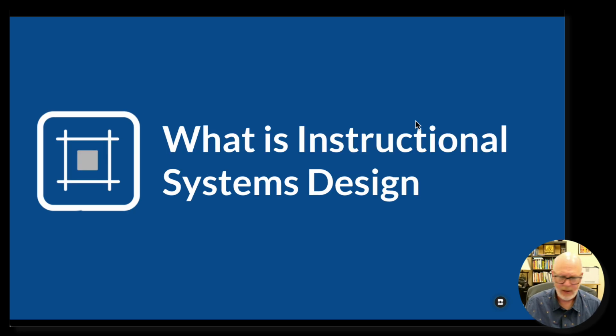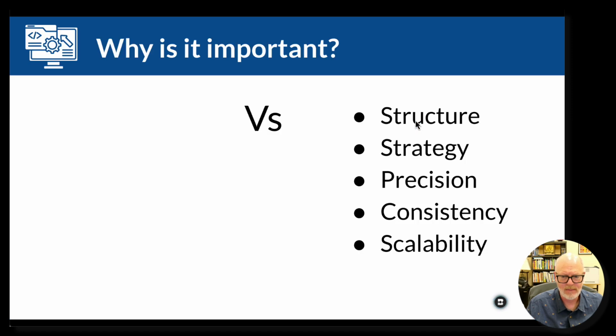So we're going to answer the big question: what is instructional systems design? At a very basic level, it's winging it versus structure, strategy, precision, consistency, and scalability. So you can go in and figure it out as you go, or you can have a system in place that makes sure that it's done the same way every time, that there's some research behind it, that you can scale up.